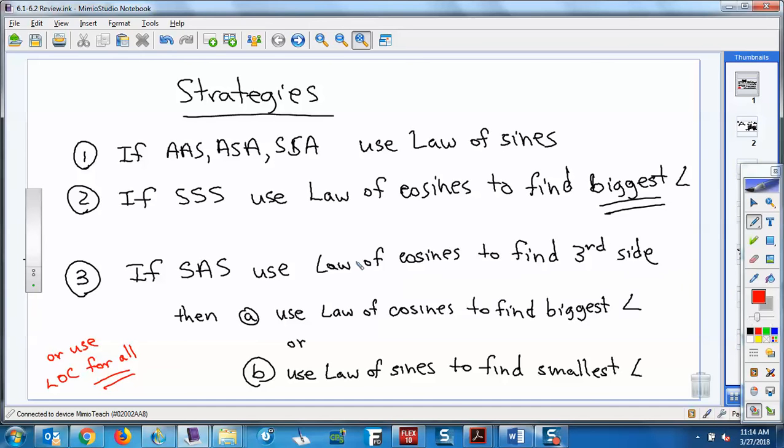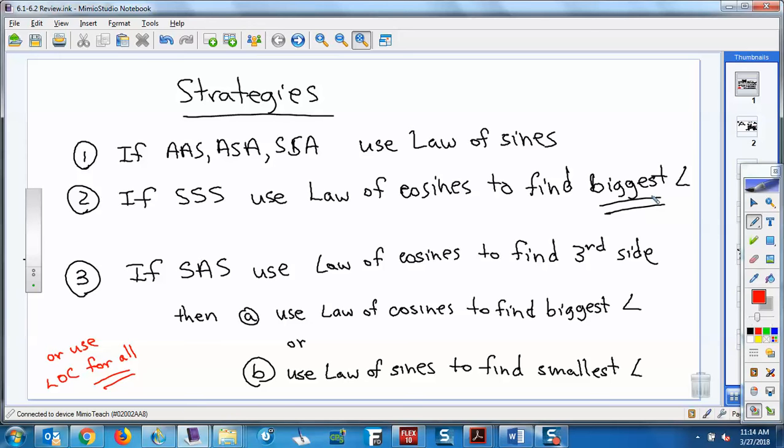If it's side angle side, you're just going to use the normal law of cosines to find that third side. And then from there, you can just keep using law of cosines to find the biggest angle or find all the rest of the stuff, because law of cosines, like we said, isn't going to steer you wrong. The only reason you'd want to use law of cosines here to find the biggest angle is if you were then going to use law of sines later on, because it's a little quicker. But if you're going to use law of cosines for every step of the way, it'll never steer you wrong. Law of cosines will never give you a bad answer, okay?